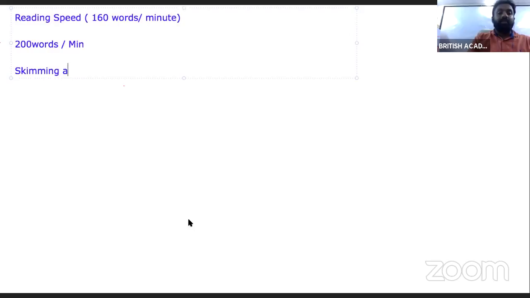Now, people who are really very slow in reading, I just wish to mention one thing. You need to develop your reading speed. On an average, a candidate has a reading speed of 160 words per minute. This is what I've seen with an average candidate, but those who are good readers, their speed would be 200 to 220 words per minute. This is something you need to develop if you want to be really good in skimming and scanning ability.